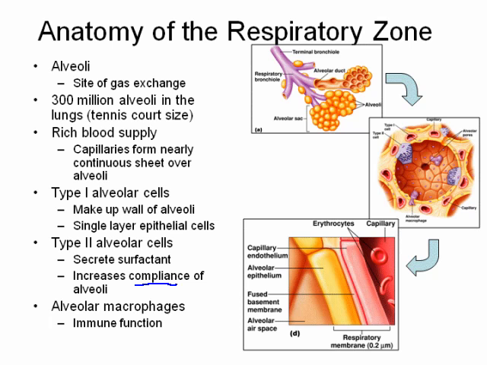And surfactant increases the compliance of the alveoli. We'll be talking about the topic of compliance later, but for now, keep in mind that compliance means ease of distensibility. That is, how easily the alveoli can be stretched open, how easily they can expand to receive fresh air. Higher compliance means that the alveoli can expand much more easily, and surfactant helps to increase this. We'll talk about why a little later on. In addition, there are alveolar macrophages, which, as we just learned in the immune system, are responsible for immune functions.